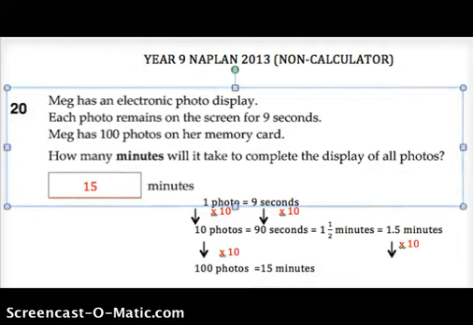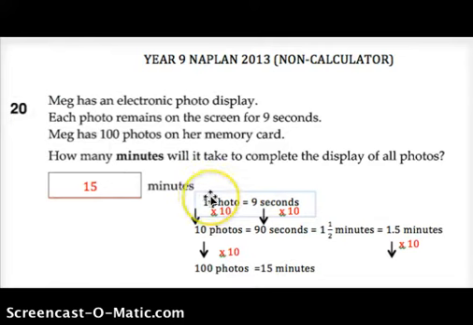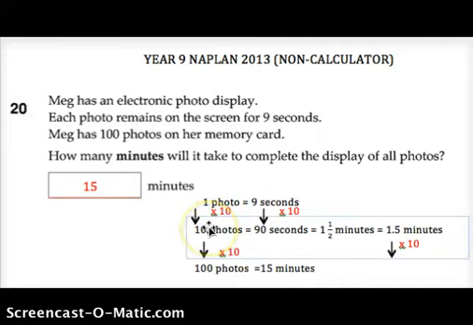So I've just shown here how I'm going from one line down to the next. We're timesing everything by 10. So 1.5 times 10 is 15 minutes, because 10 times 10 gave me 100 photos. And 1 times 10 is 10 photos, so 9 times 10 was 90 seconds, and we just changed the units across there.